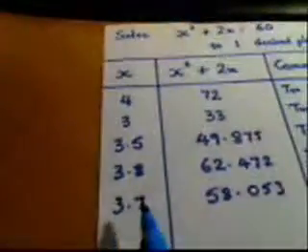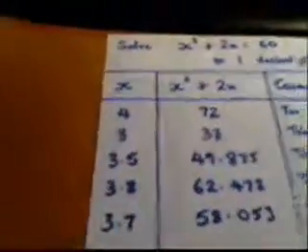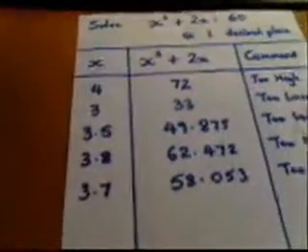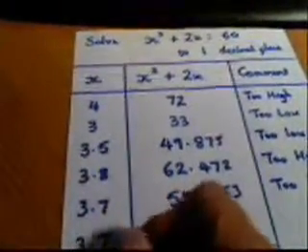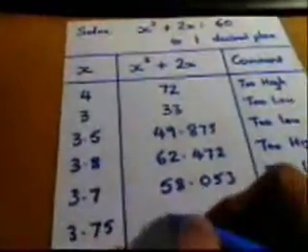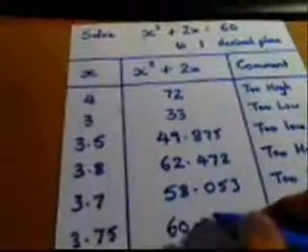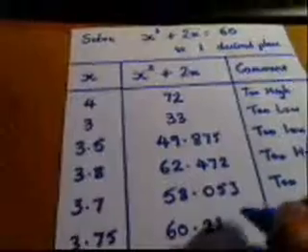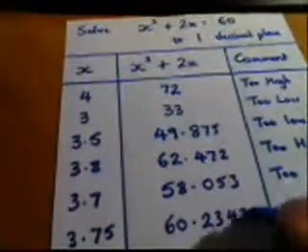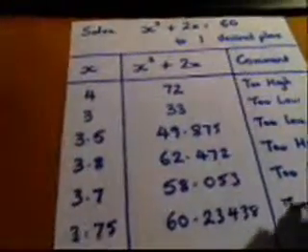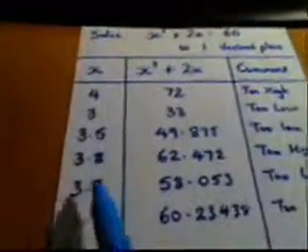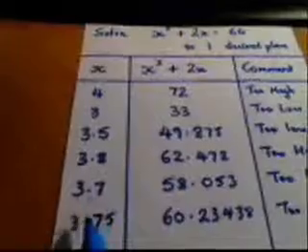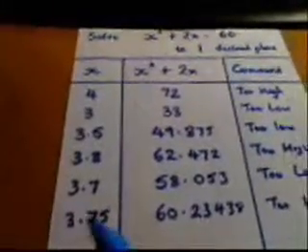So we're getting close, because we now know our answer lies between 3.7 and 3.8, and we're looking for an answer to one decimal place, so I just need to go in the middle, 3.75, and that gives me an answer of 60.23438, which is too high. But that then tells me my answer lies between 3.7 and 3.75.